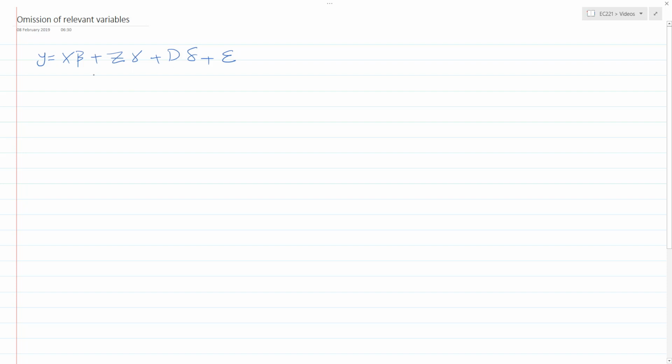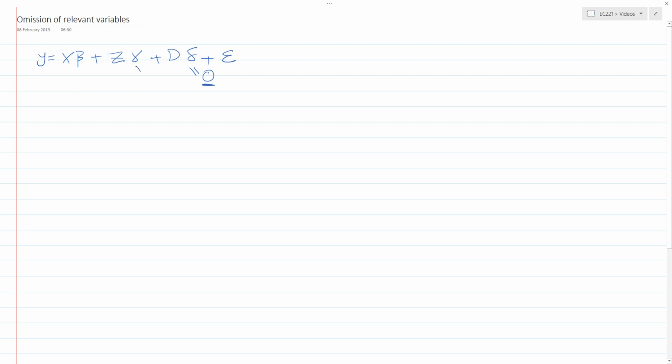So how can we decide which one of these is relevant and which one is not? Well, if delta equals 0, and that's a vector, by the way, so this 0 is a vector. If this was the case, then d is an irrelevant variable because it doesn't affect y. Remember, the parameters represent the marginal effect of a regressor on the dependent variable, which is y here.